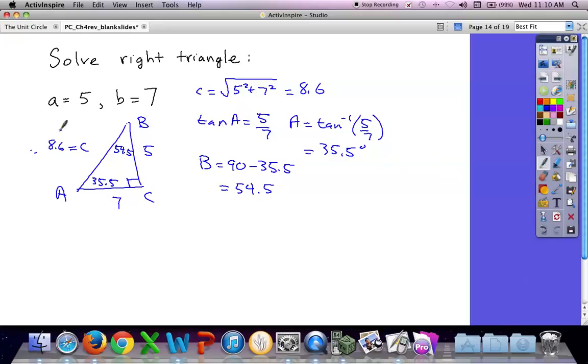So if you get one, and you will, where you're given 2 sides, you're going to have to use the inverse trig function to find one of the angles.